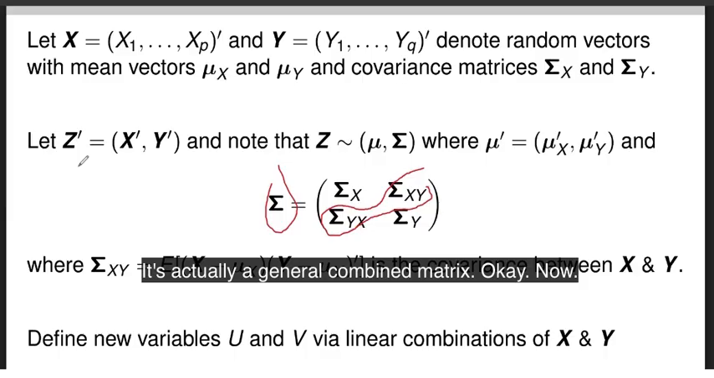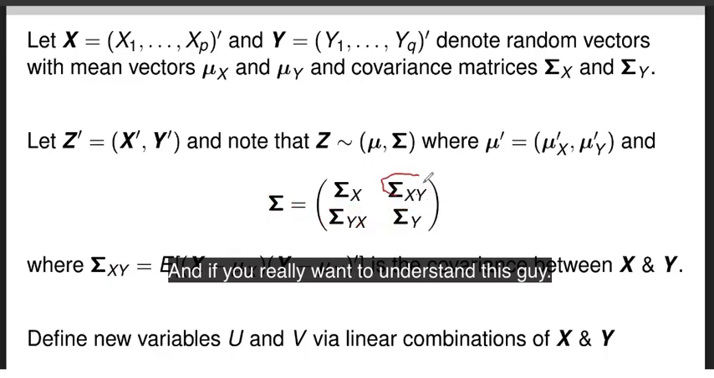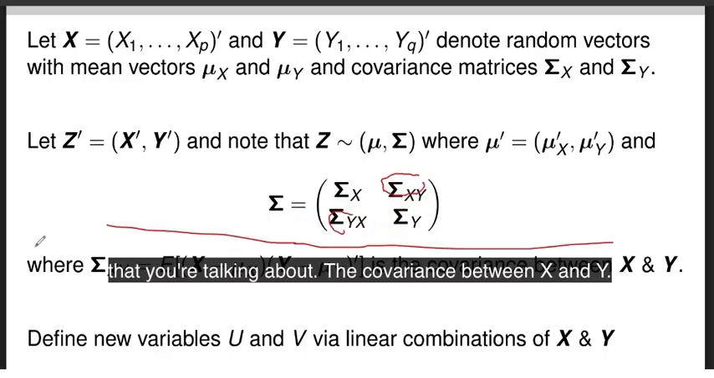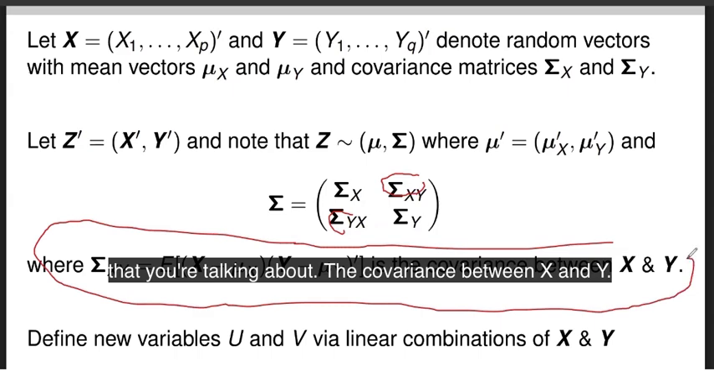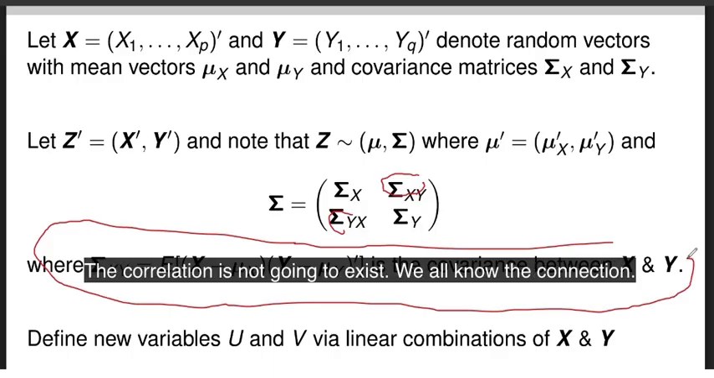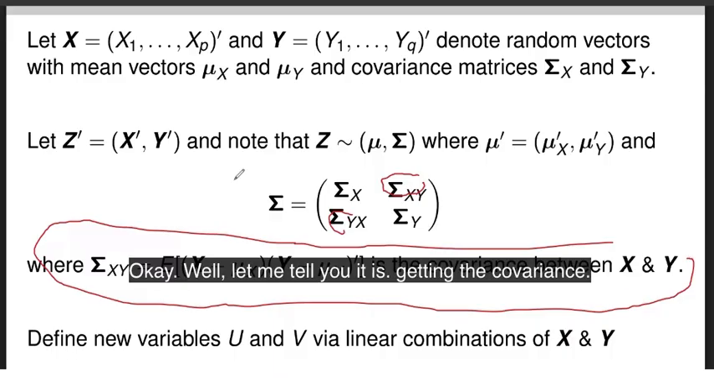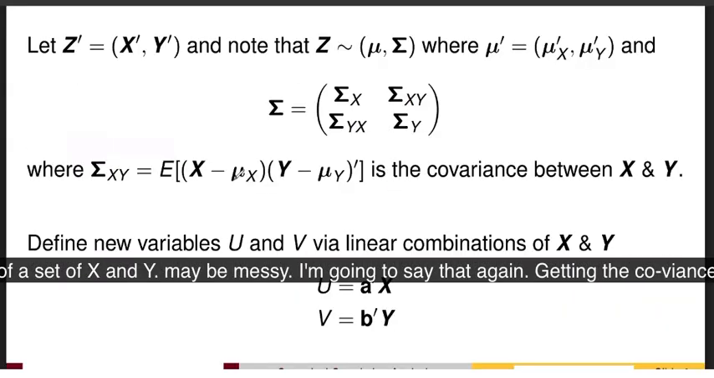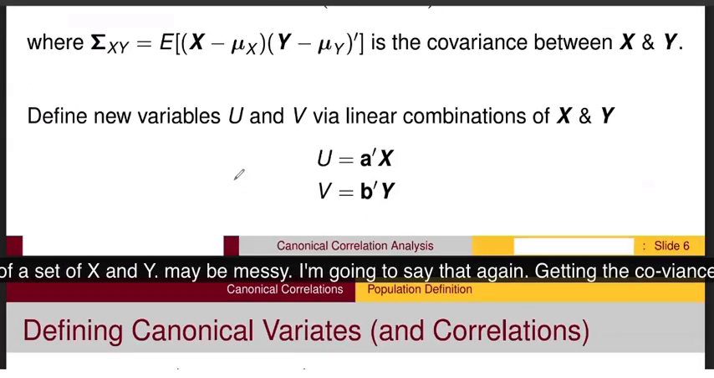Now, if you really want to understand this, you're talking about the covariance between x and y. If I want to get a correlation between x and y, I need to first get the covariance between x and y. If the covariance between x and y does not exist, the correlation is not going to exist. We all know the connection. Okay, but let me tell you this. Getting the covariance of a set of x and y may be messy.